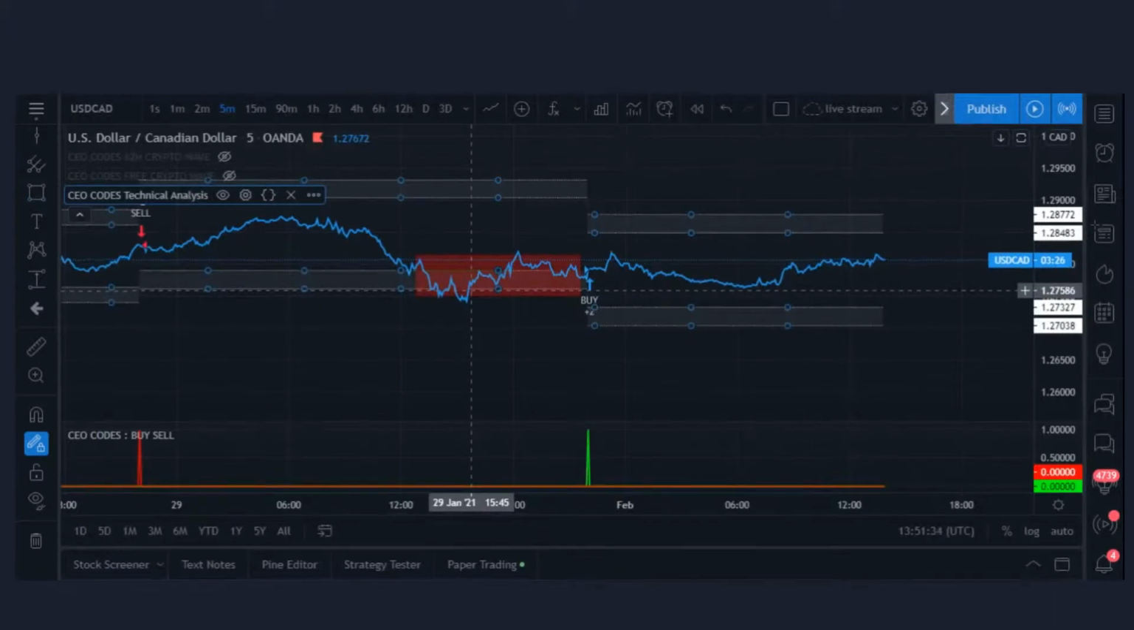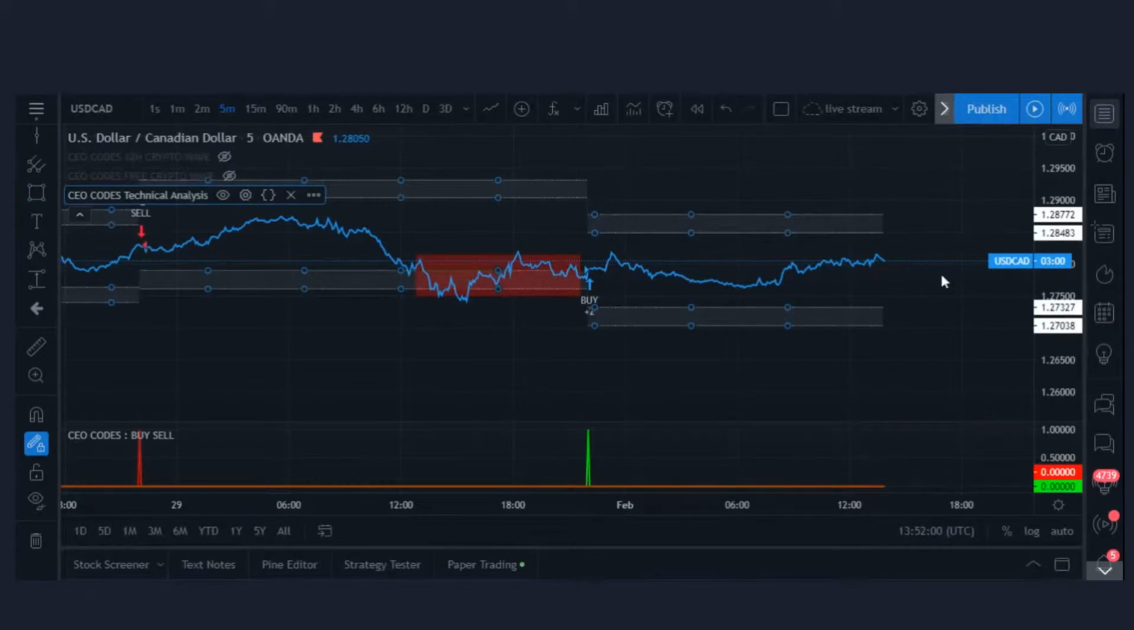Just respect your technology. This is very important. So if we go back and have a look here, you see how the price respects the indicator. The indicator is really respectful.